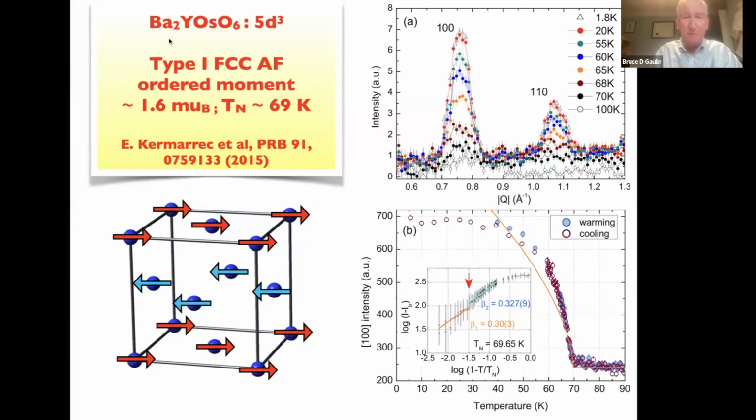So we've done measurements on a variety of these systems. But I'm going to show you just a subset of the data. So this is the data for barium-2, yttrium, osmium O6. So that's 5D3 associated with the osmium. And we did different types of neutron scattering experiments. In the top panel on the right, you can see neutron Bragg peaks in the elastic scattering that develop below about 70 Kelvin. What I'm showing you in the bottom panel on the right is the order parameter associated with this. Looks like a very conventional second order phase transition.